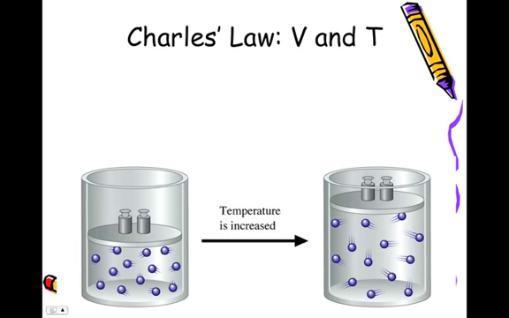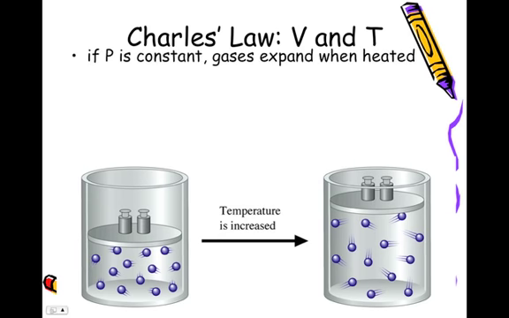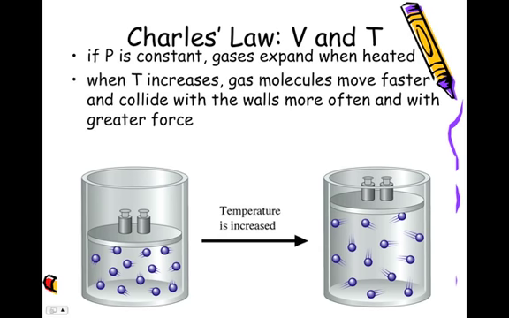All right, Charles's law relates volume and temperature, and it very logically says that if you keep pressure constant and you heat a gas, then it's going to expand. The reason for that is that as the temperature increases, the gas molecules are moving a lot faster, they collide with the walls more often, and in order to keep that pressure constant, the gas particles have to spread out.